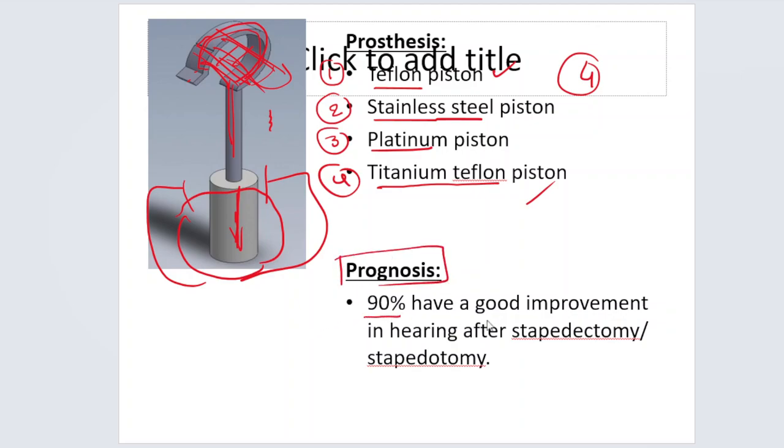90% of the cases have a good improvement in hearing after stapedectomy or stapedotomy. Though it is not a 100% successful operation, it is 90%. That is, out of 100 patients, 90 patients are going to have a good improvement in hearing after stapedotomy or stapedectomy.